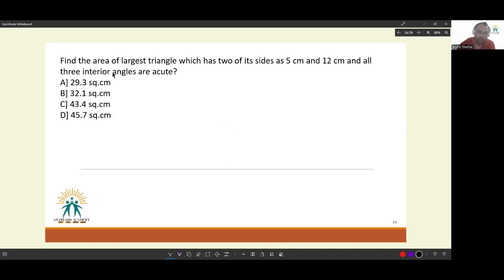Next, find the area of the largest triangle which has two of its sides 5 centimeter and 12 centimeter, and all three interior angles are acute. Okay, the wording of the question is not correct. The wording of the question is not correct. Let me edit the wording. 1 minute.